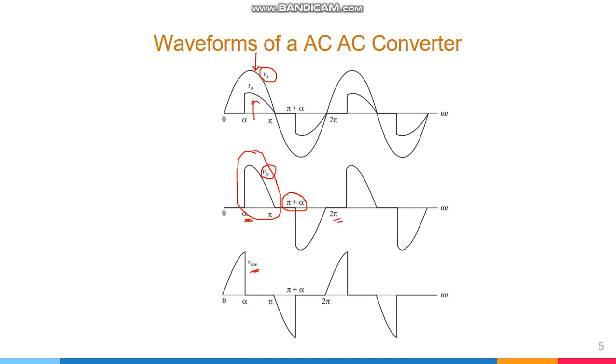VSW is the voltage that will appear across the switch. When the switch is in the off condition, some voltage will appear across this switch, and when the switch is in the on condition, there will be a negligible voltage drop across the switch. So some waveform like this will be appearing across these switches.